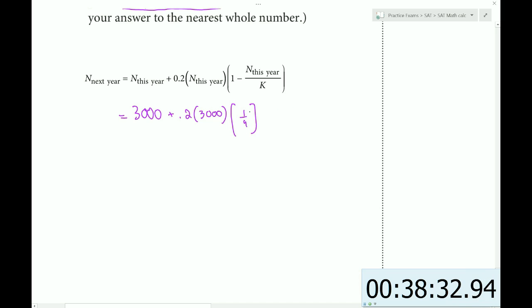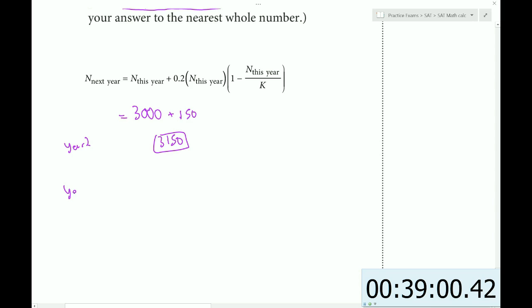And let's see, 1/4 times 3,000. 3,000 divided by 4. So divided by 2 twice. So we get 1,500 and then 750. Okay, and then 750 times 2 and then divide by 10. So double it is 1,500 and then divide by 10 is 150. So we get 3,150. So that would be the amount for basically year 2.